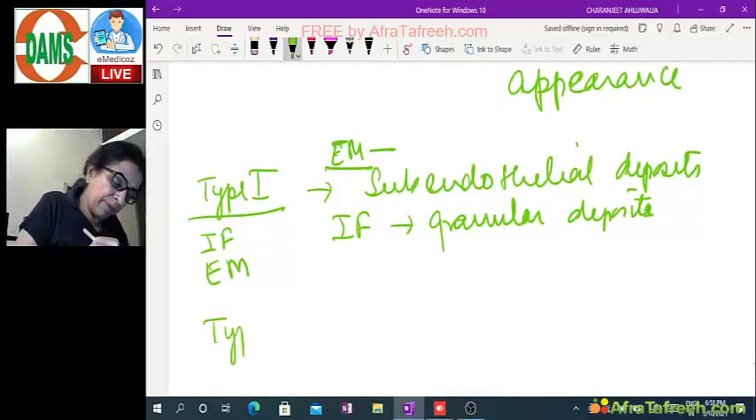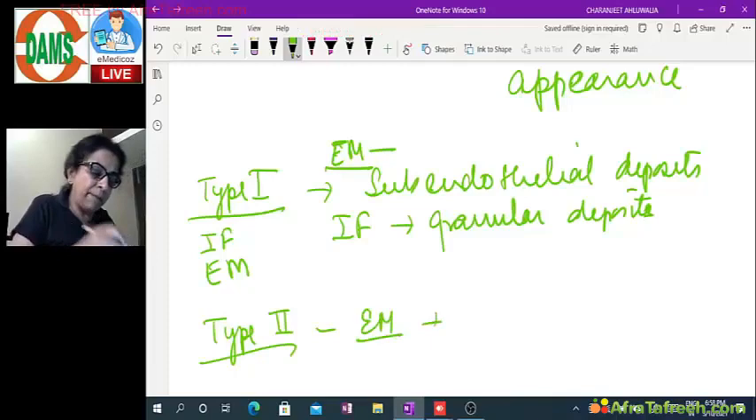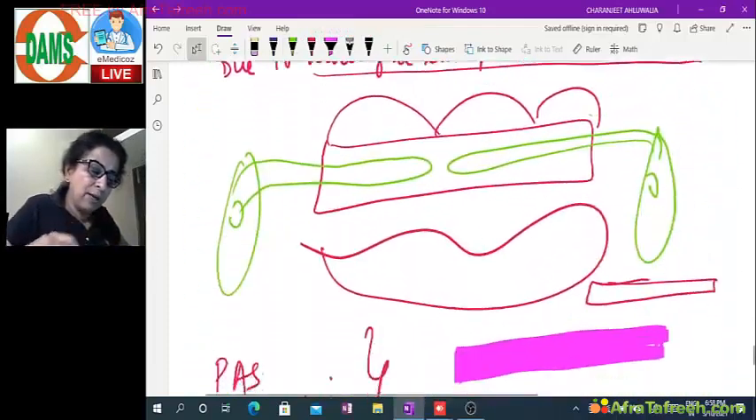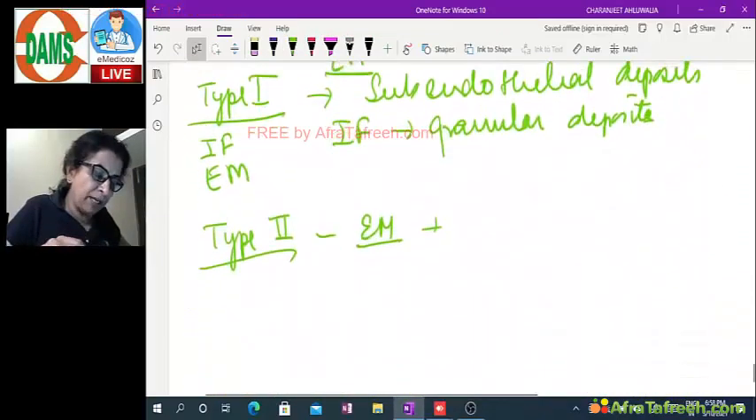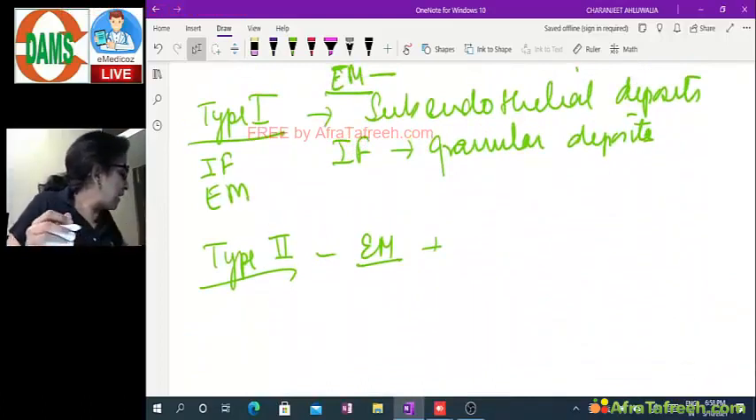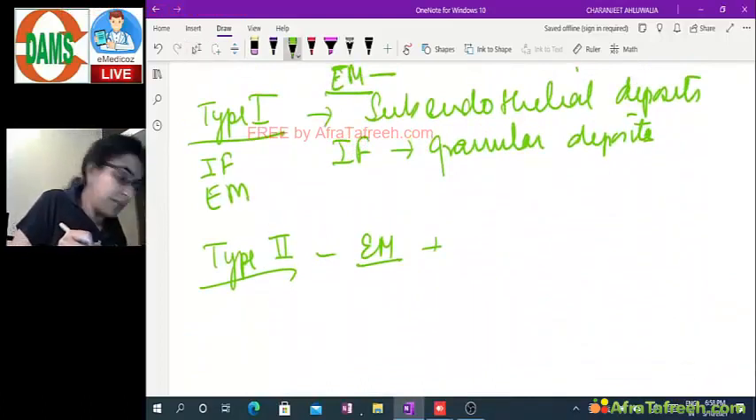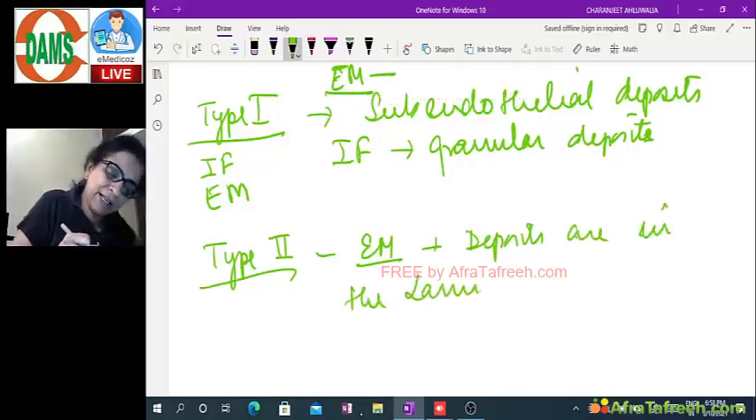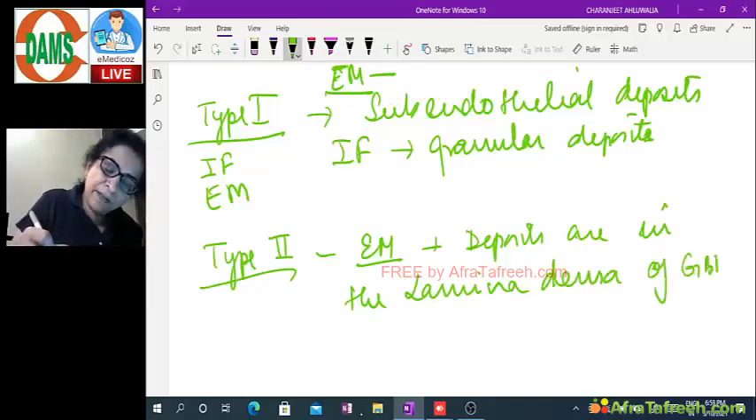Now type 2 MPGN by electron microscopy. We studied that MPGN is of two types, type 1 and type 2. The light microscopic picture is common to both. By electron microscopy in type 2, the deposits are inside the basement membrane. So in type 2 MPGN, the deposits are in the lamina densa of the GBM, the basement membrane.